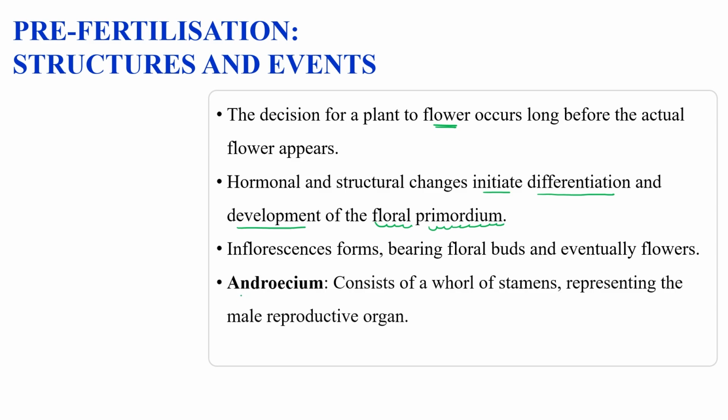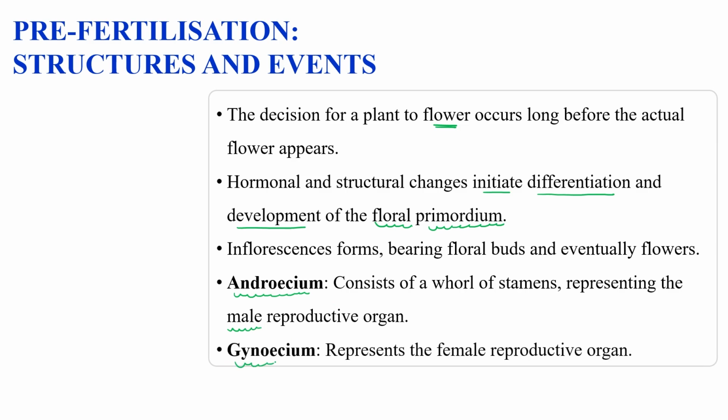So what is androecium? Androecium actually consists of the whole of stamen, which represents the male reproductive organ. Another term is gynoecium. This gynoecium represents the female reproductive part. Right? So the decision for a plant to flower occurs long before the actual flower appears.